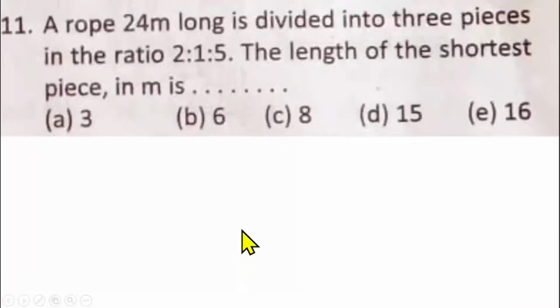Now question number 11 is from ratio and proportion. A rope 25 meters long is divided into 3 pieces in the ratio 2 to 1 to 5. The length of the shortest piece in meters is dash. So like I told you, it's from ratio.